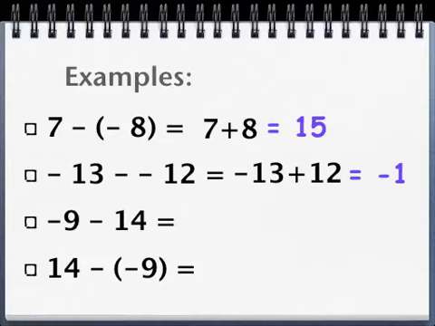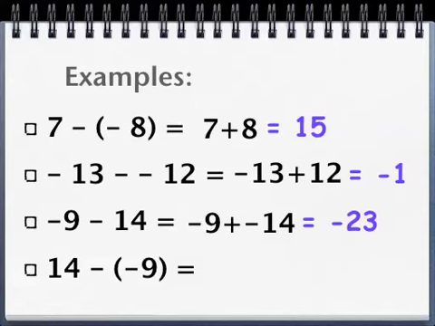I can, however, rewrite it as adding a negative. So I could rewrite it as negative 9 plus a negative 14. Now I have the same sign, so I need to add the numbers and keep the sign, which gives me a negative 23. The last example, we have 14 minus a negative 9.